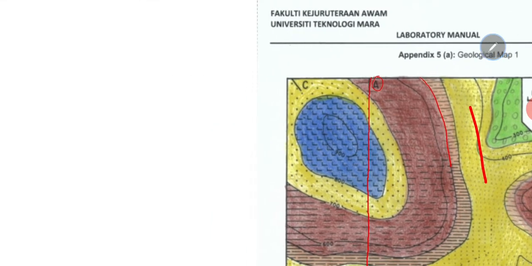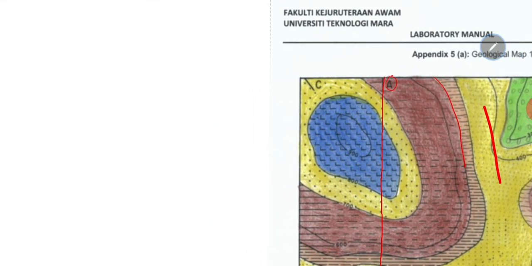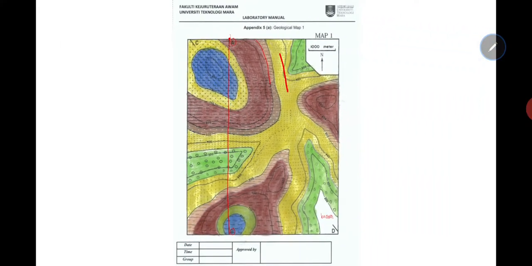Next, A is this one, A is the reference point. Whenever you find your cross section line, as I highlight here, when you draw your line from A to B, that is what we call the cross section line.